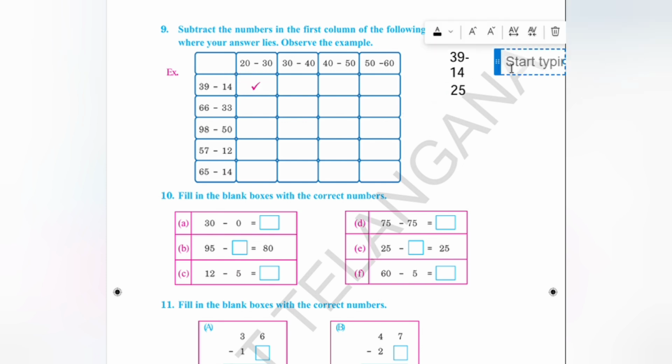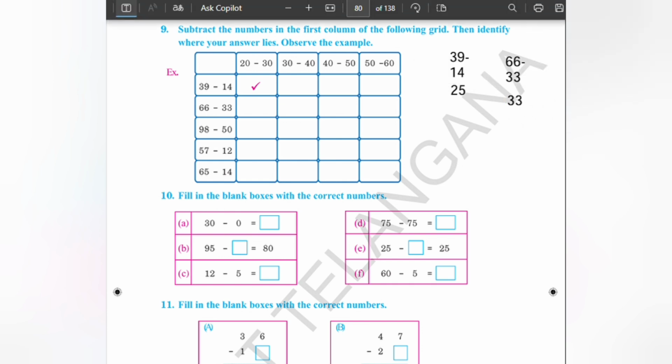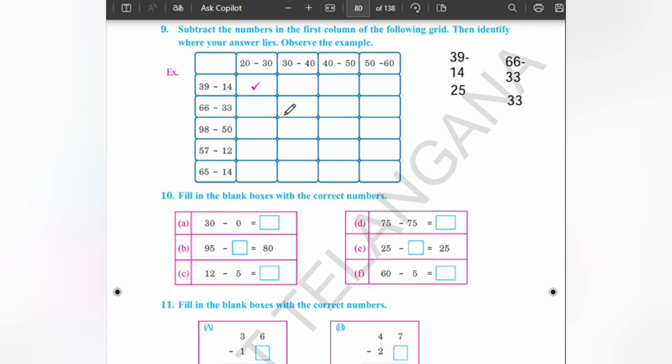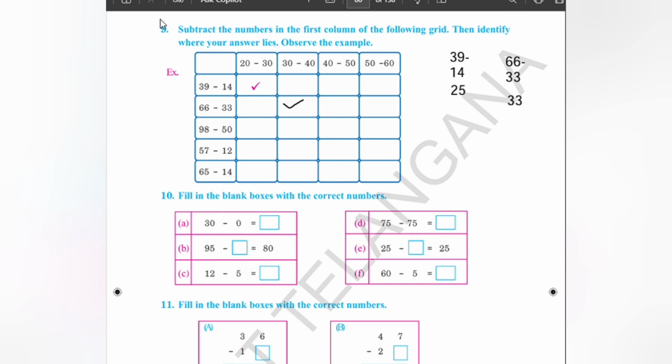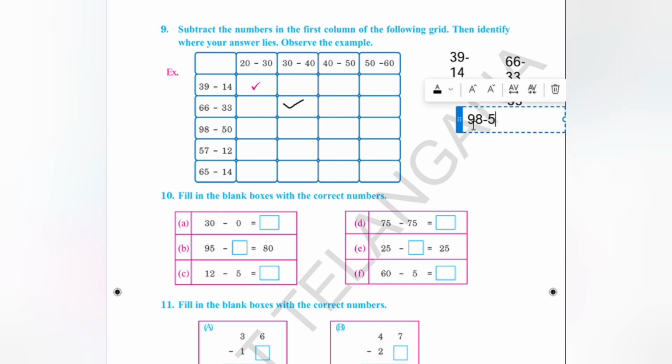Next. 66 minus 33. 6 minus 3 is 3. Again 6 minus 3 is 3. Okay, 33. Where does it lie? Here. Then 98 minus 50.